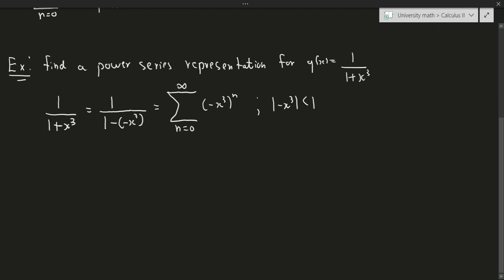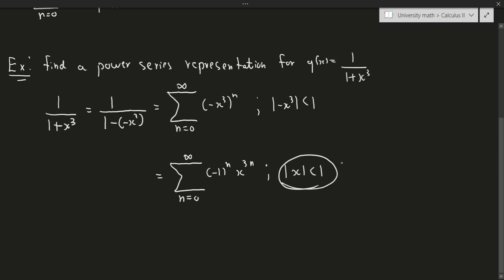So this means that we get the following series: the summation from n equals 0 to infinity of negative 1 to the n, x to the power of 3n. In this case, the absolute value of negative 1 is just 1, and if you take the cube root of both sides, we still get the absolute value of x is less than 1.